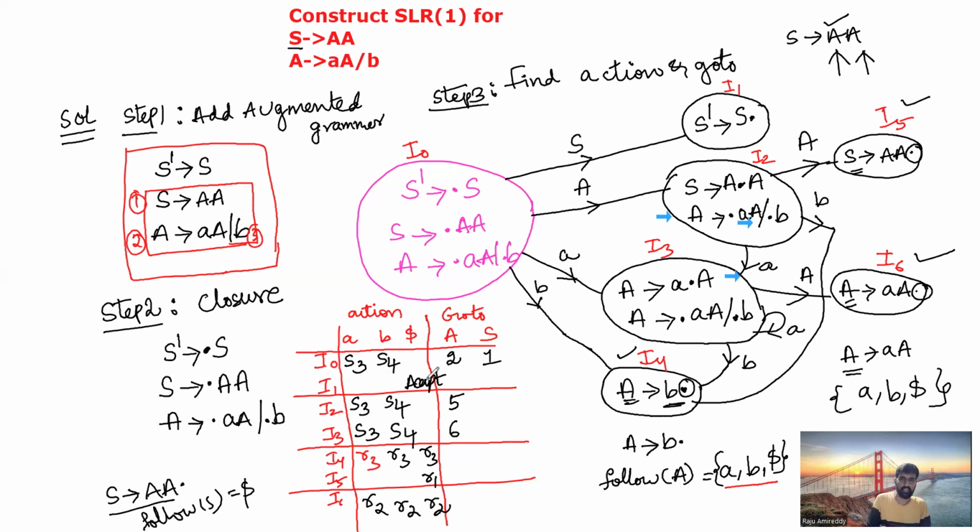When you find a value which does not have a dot at the end, we write shift moves. When you find a value with the dot at the end, this is called the reduce move. So this is a way to find the SLR.